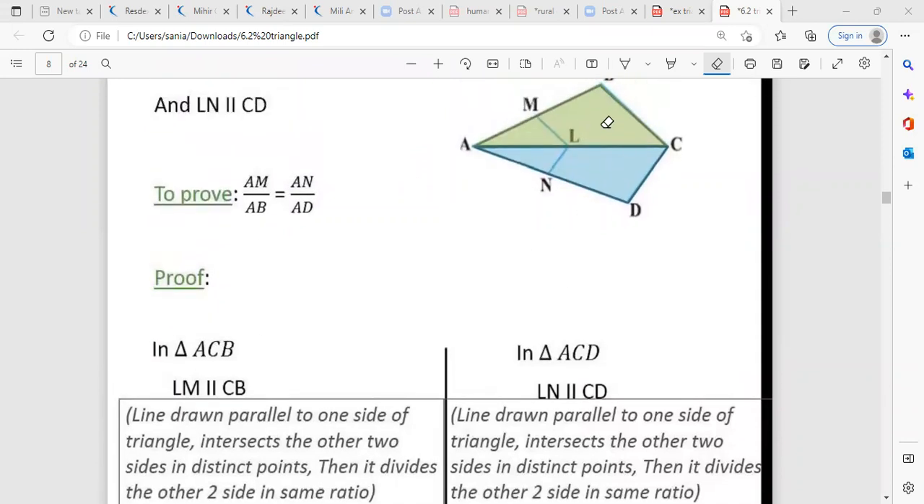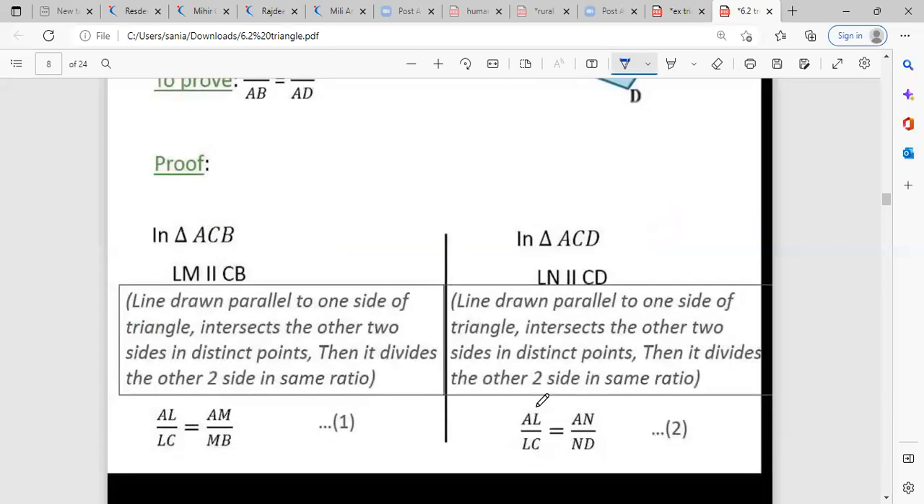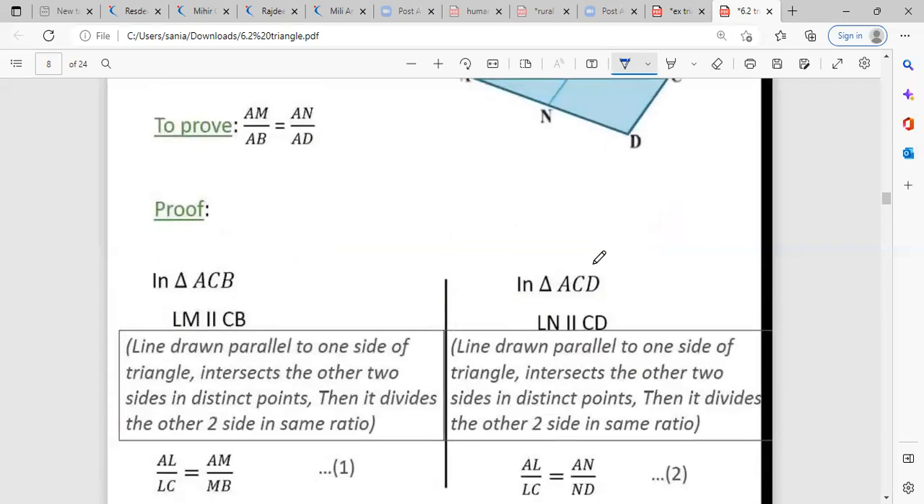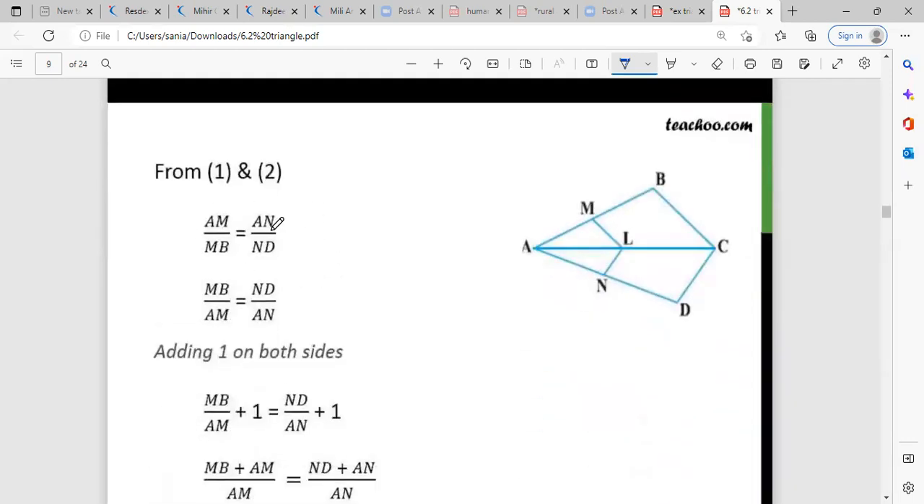So basically we have two triangles. One is your ADC and one is your ABC. Over here, you know that this line is parallel to this line. So that means AM divided by MB is equal to AL divided by LC. And in this triangle, this line is parallel to this line, so AL divided by LC and AN divided by ND are equal. AL, LC are common, so AM divided by MB and AN divided by ND are equal.